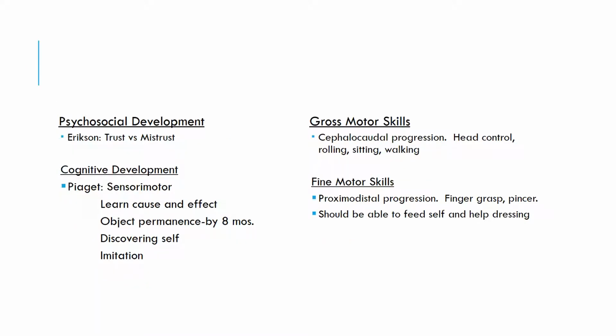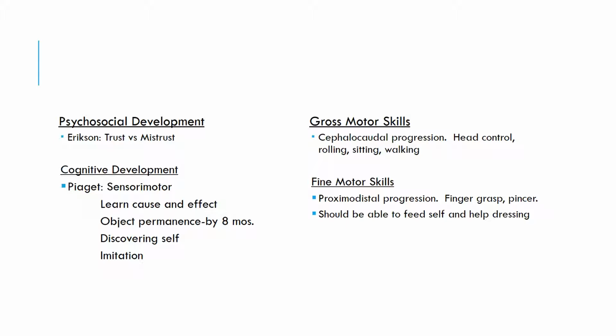Psychosocial development, you guys have learned this before, is Erikson's trust versus mistrust, and it is very important for bonding during this time. It's very important, even if they're a NICU baby, that mom and dad are allowed to be in and touch and hold as much as possible. Jean Piaget's first stage of cognitive development is the sensorimotor stage. This starts at birth. This is when they begin to learn cause and effect, object permanence, and discovering of self. Of course, a lot of this is not even relevant to a newborn, but it begins at this time.